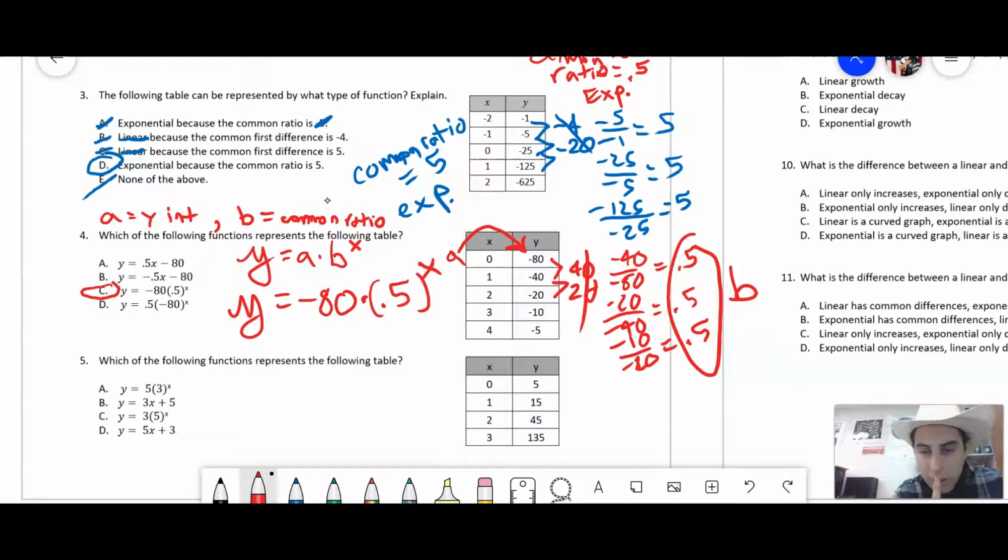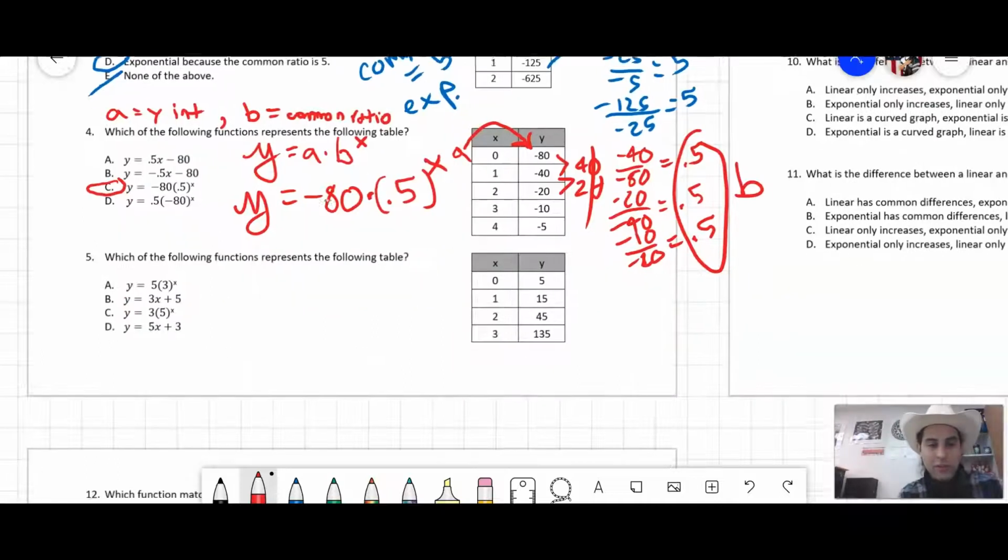Now I want you to notice these distractions. D switches A and B. D has the 0.5, the common ratio, first, and then it has the y-intercept second. So you can't get that confused. For A and B, well, those are linear equations. That's mx plus b. That's slope and y-intercept. But remember, there is no slope in exponential. There's a common ratio in exponential.